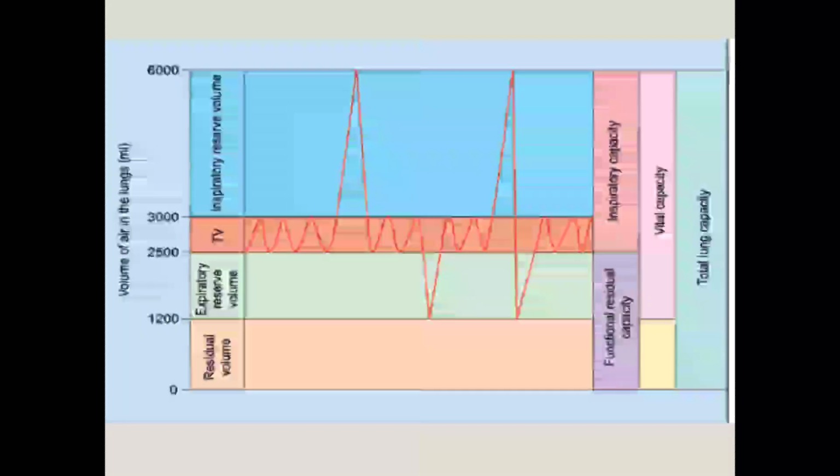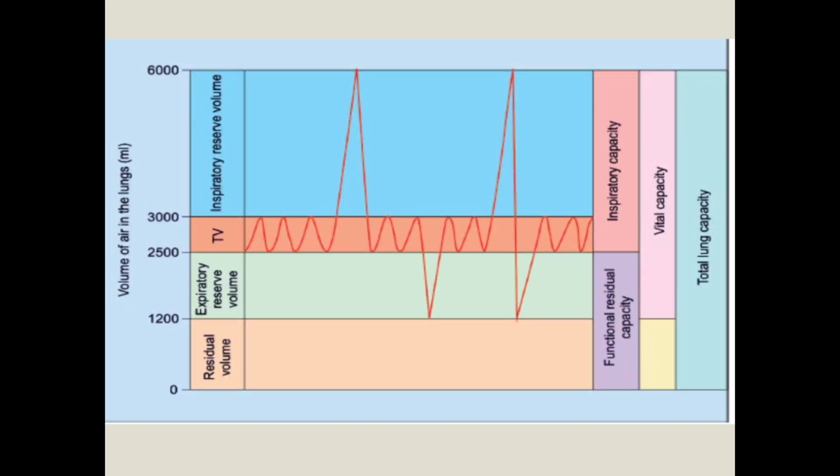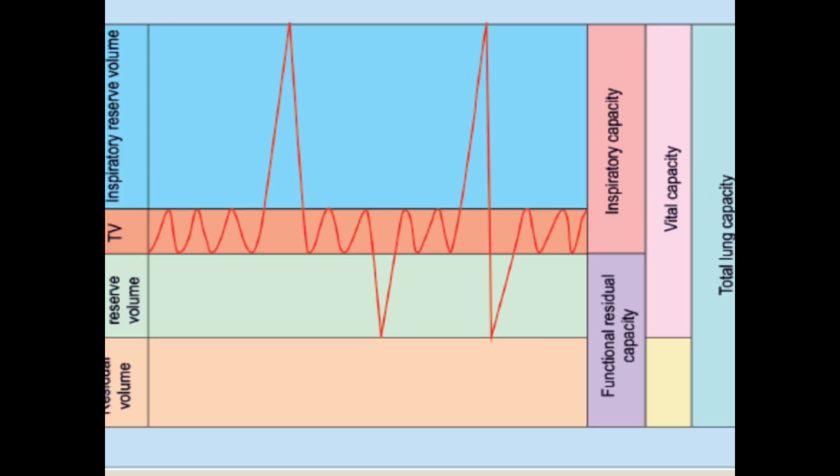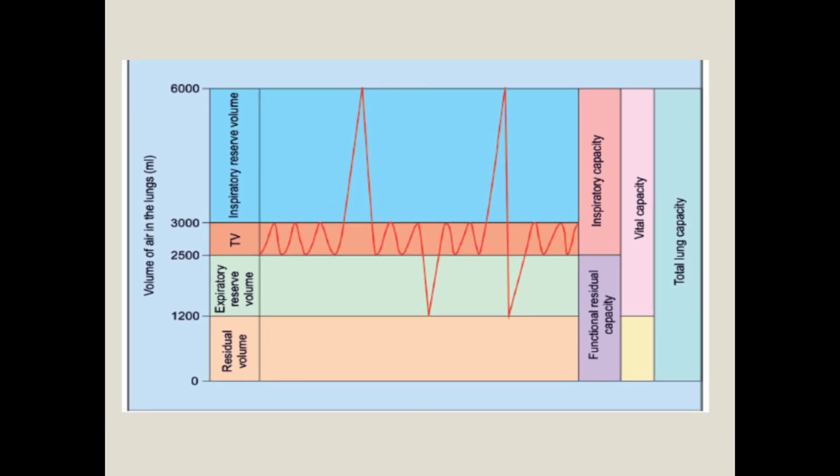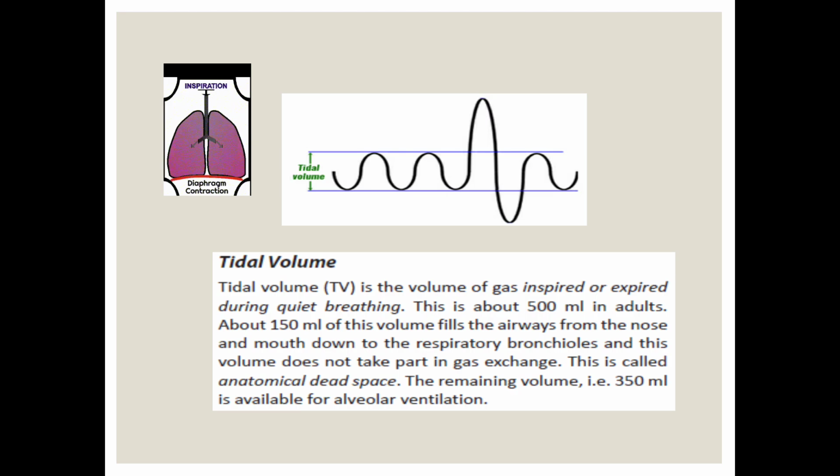So this is a spirogram that is showing different lung volumes and capacities. There are 4 lung volumes and capacities. We can see here the TV or the tidal volume, inspiratory reserve volume or IRV, expiratory reserve volume or ERV, and the residual volume. These are the 4 lung volumes. Then we have 4 capacities: inspiratory capacity, functional residual capacity, the vital capacity, and the total lung capacity. So these are the 4 capacities.